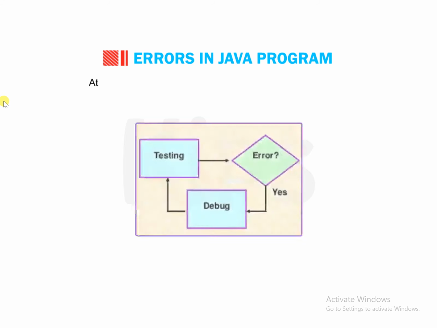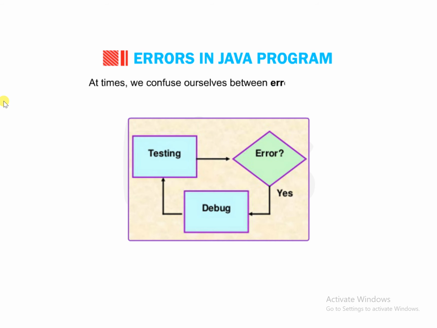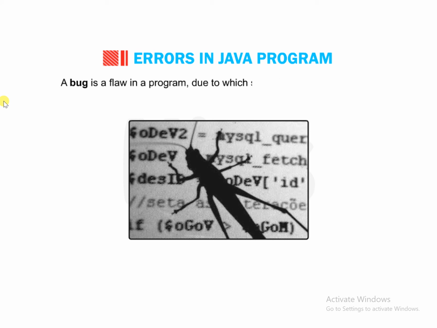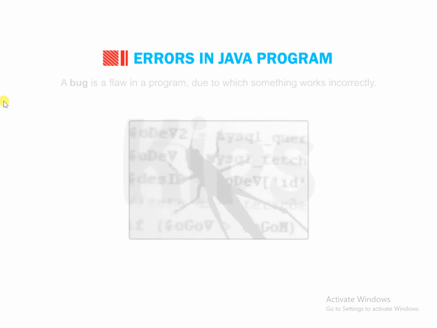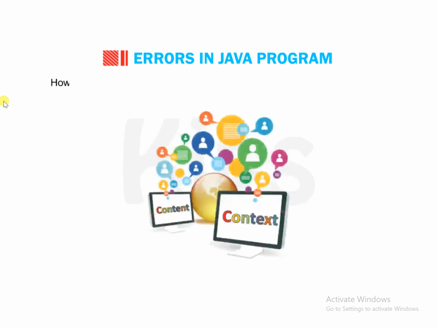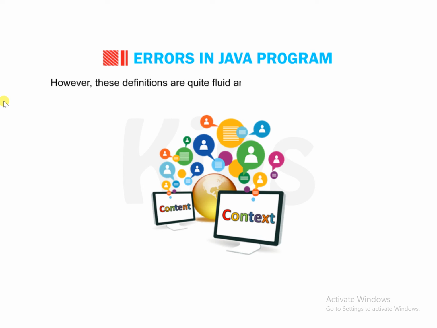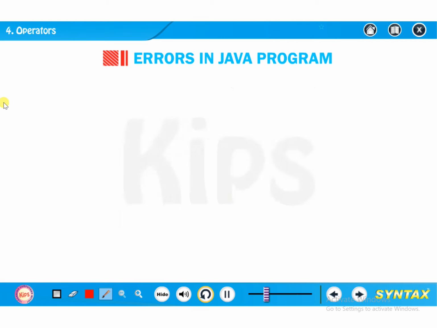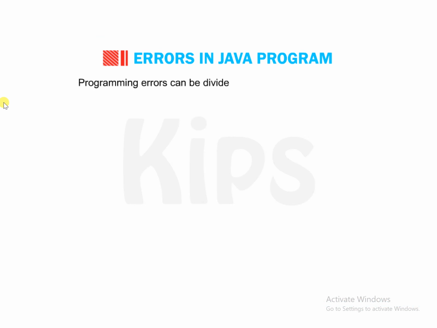At times, we confuse ourselves between errors and bugs. A bug is a flaw in a program due to which something works incorrectly. On the other hand, an error is a flaw or mistake where the program might not work at all. However, these definitions are quite fluid and depend mostly on the context. The process of removing bugs is called debugging. Programming errors can be divided into three major categories.